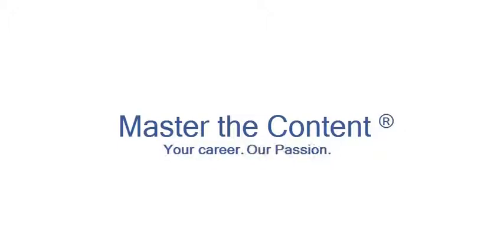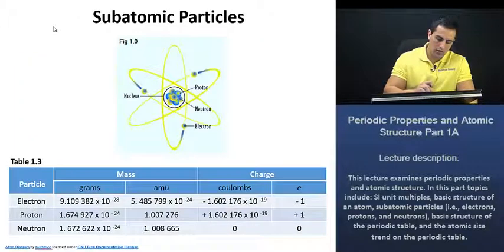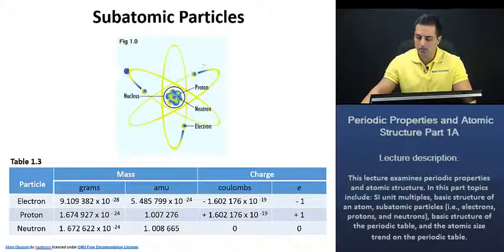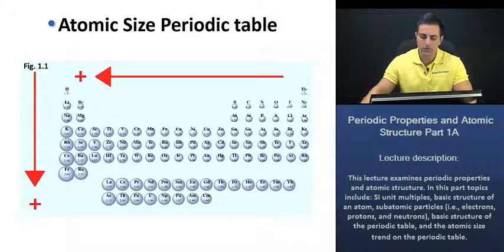Your career, our passion. The atomic size trend on the periodic table. Now, firstly, what is the atomic size? If we come back here, the atomic size is going to be the size of the electron cloud of the atom as such. Now, we can keep that in mind as we work through this slide.